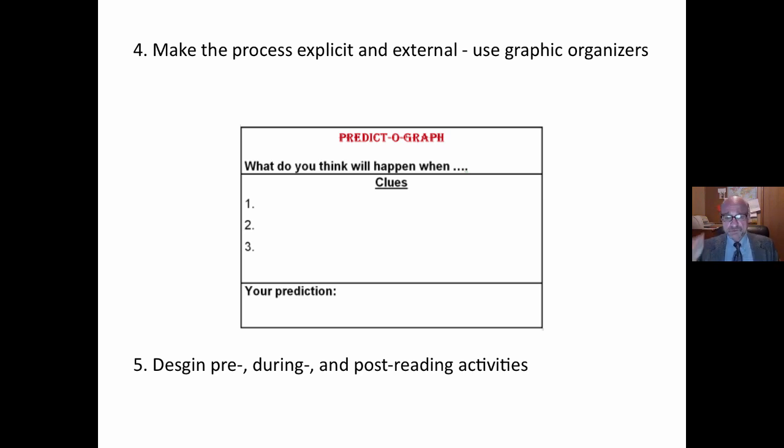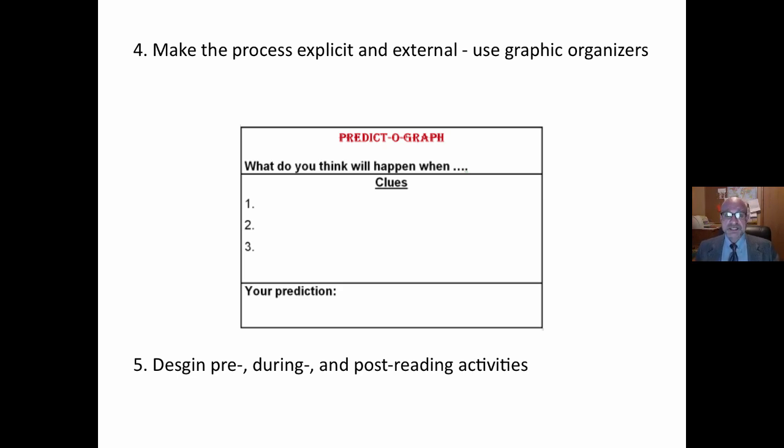What do you think will happen when? And then students list clues, either in the book or background information that they know of. And then they list their prediction. As a pre-reading, boys and girls, this is the background information. This is one thing that's going to happen. What do you think will happen next? And students list their clues.